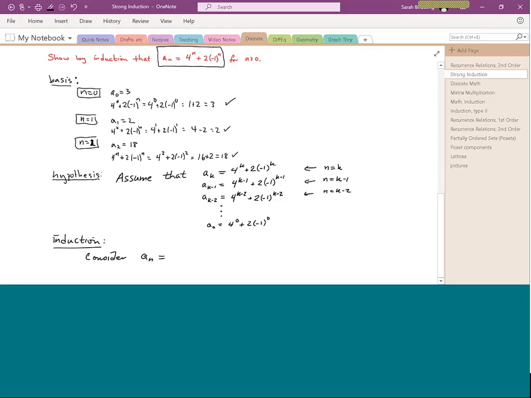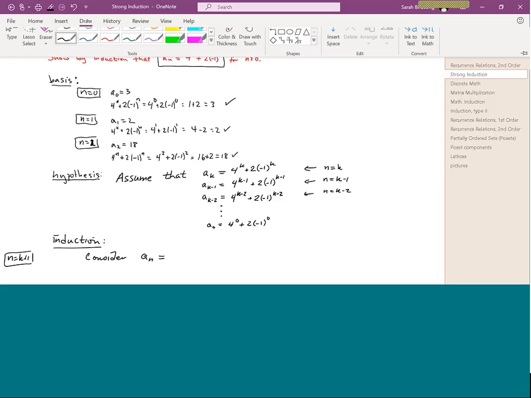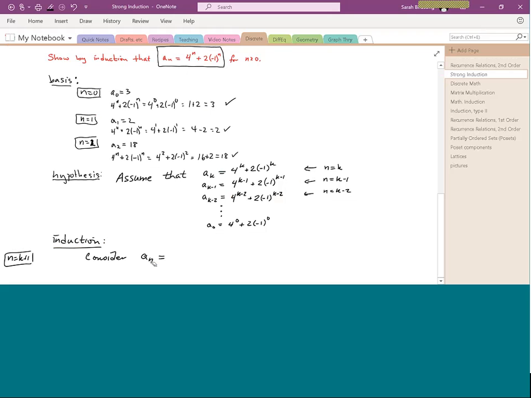Now here's what we don't know. Oops, we don't want n there. We want n to equal k plus 1. So let's go back and erase the n and replace it with the k plus 1.